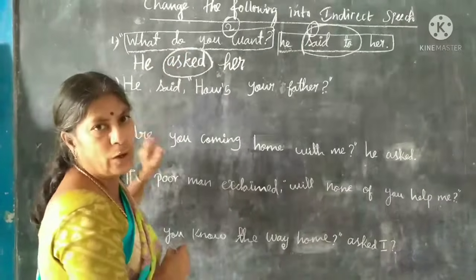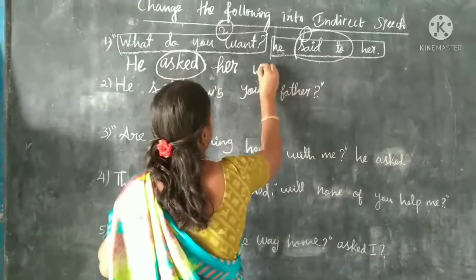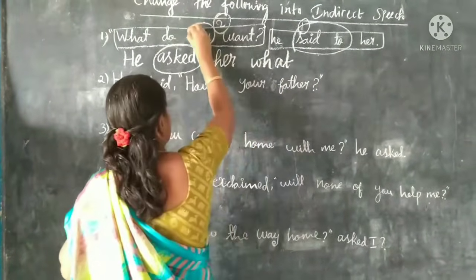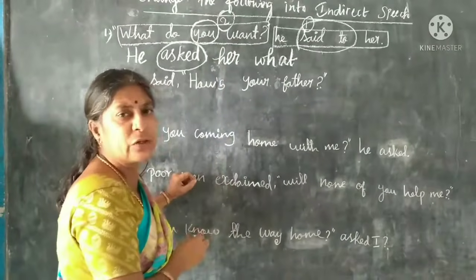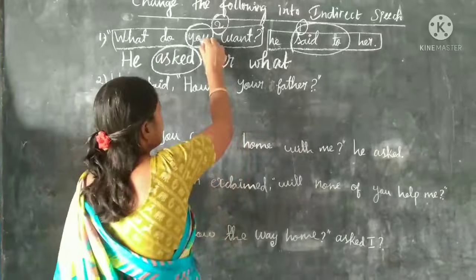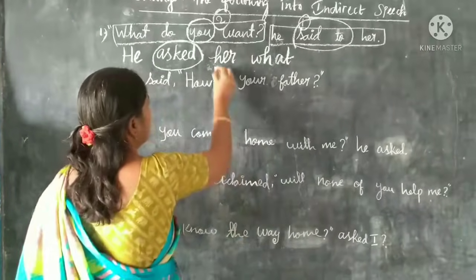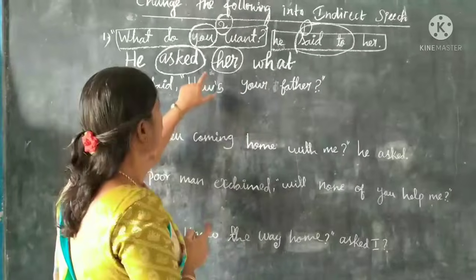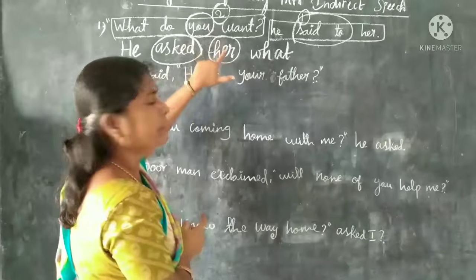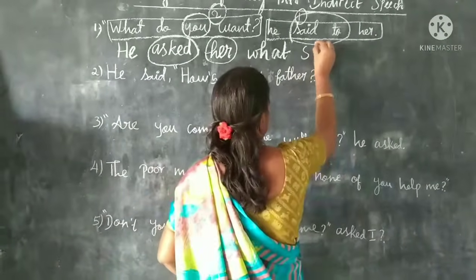What do you want? You have to write what do you want. First write the question word, what. Next take the subject first. After writing the question word, you have to take the subject first. What is the subject here? You. You always refers to the second one. Who is the second one here? Her. So you refer to her. So you can write what she.